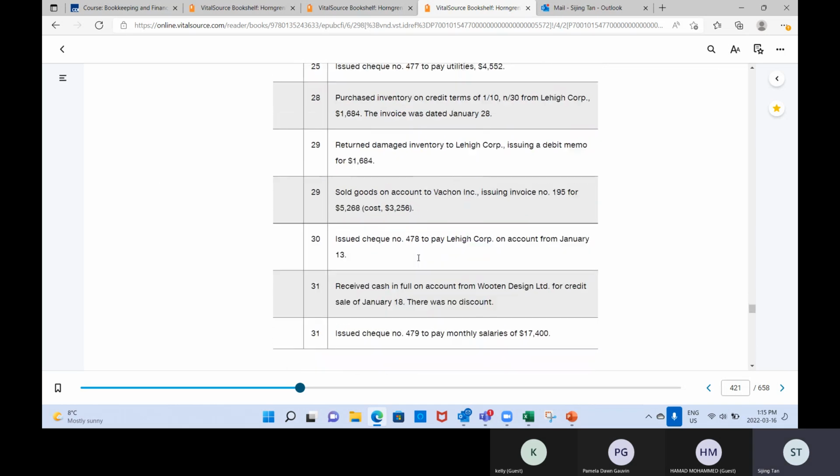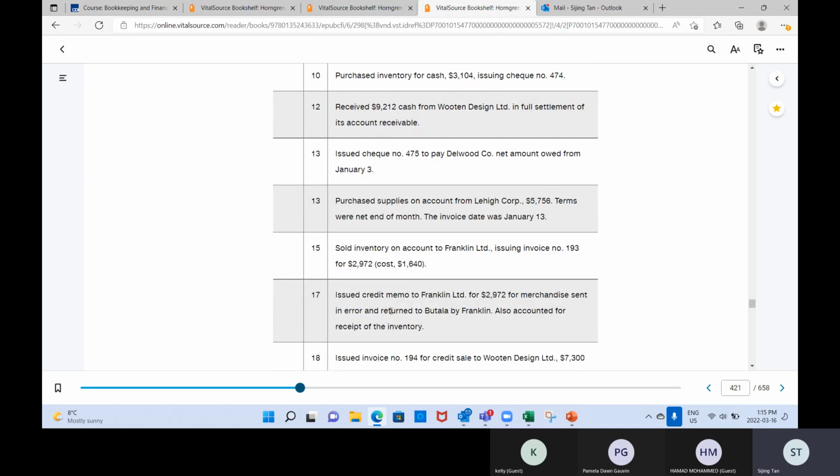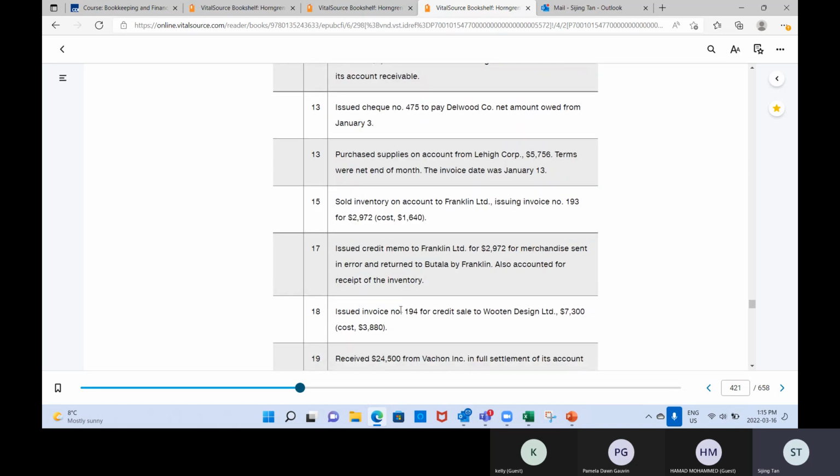Now, what is requested for this one? Before, you identified which transactions go to which journal. Now I will just simply have examples. Let's see, January 17th. We issue a credit memo for $2,972 for the merchandise sent in error. How are you going to prepare the journal entry?